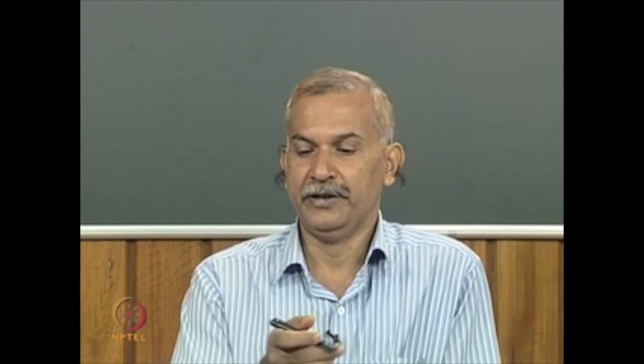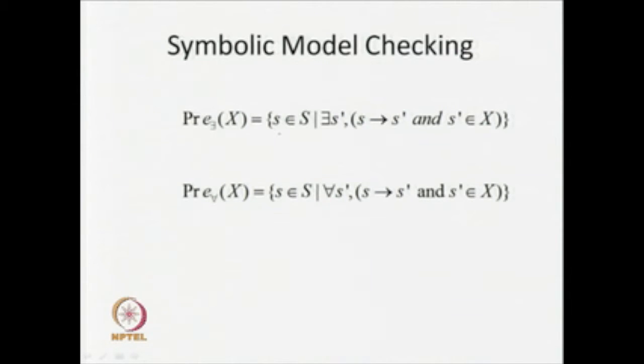Now, in mathematical notation, for Pre∃(X), we collect all those states s belonging to S such that there exists a state s' where we have a transition from s to s', and s' belongs to X. And for Pre∀(X), we collect all states from S, the entire state space, where for all s', if we have a transition from s to s', then s' must belong to X. So, for all means all transitions must go to X, and there exists means at least one transition must go to X. These are Pre∀(X) and Pre∃(X), and basically these two operators give me the predecessor states of a given set of states.